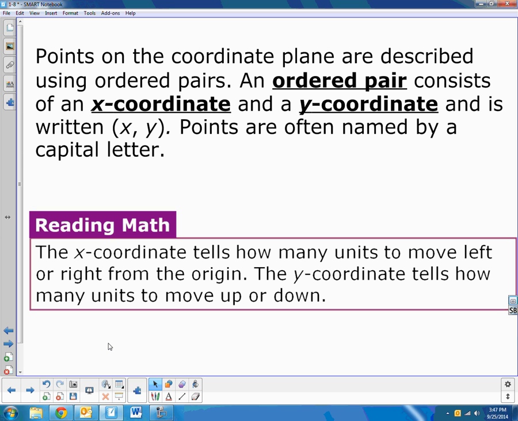So the x coordinate tells us where on the x-axis the point is. And the y coordinate tells us where on the y-axis that point is. And we often name points with capital letters, which you'll see in a minute. And then it's the x-axis and the y-axis, the x-coordinate and the y-coordinate. And it's easy to remember which one comes first because it's alphabetical, x and then y, just like in the alphabet. And you can read that hint there if you want.